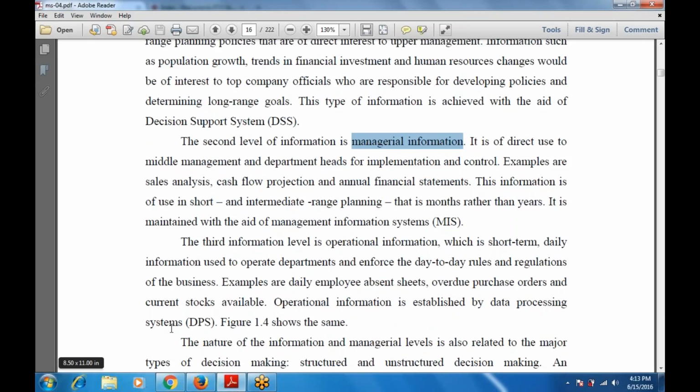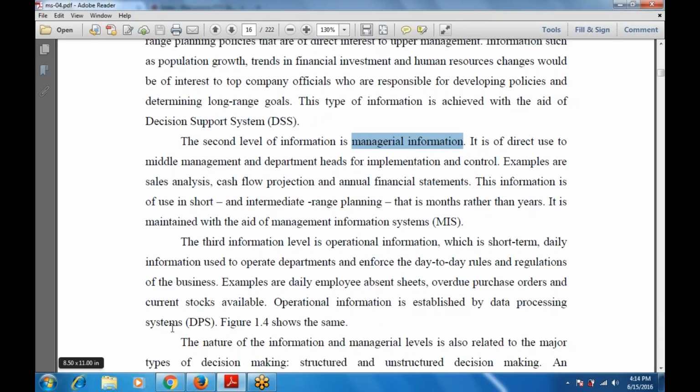The third level of information is operational information, which is short term. On a daily basis we are getting the information, used to operate the department and enforce the day-to-day rules and regulations of the business. That is the third information level. Examples are the daily employee absence sheet, overdue purchase orders, and the current stocks available. This is maintained by using the DPS, that is, the data processing system.